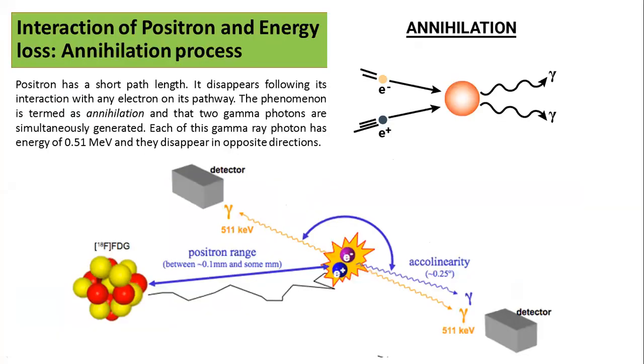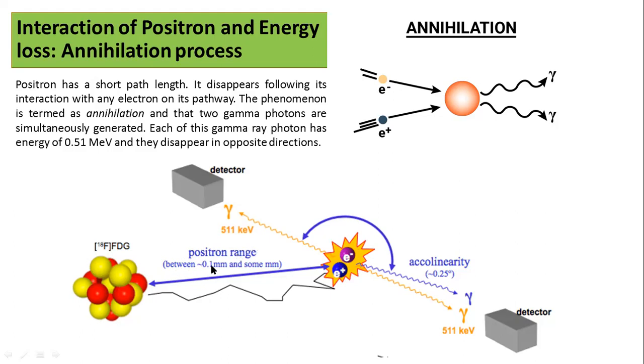So this process is the interaction of positron with the matter, or the loss of energy, or you can say the process of the annihilation. This is the way how it is going to lose its energy. So positron, let's suppose this is the parent, and it is going to be converted into daughter with the emission of the positron.